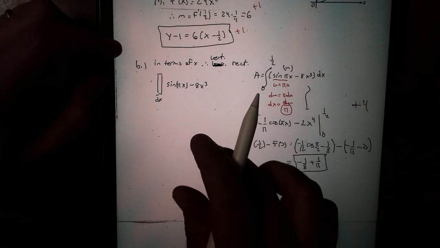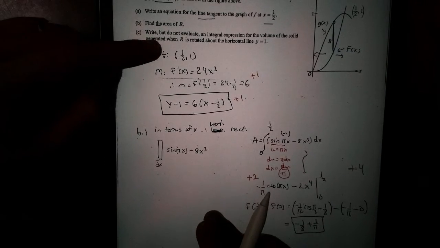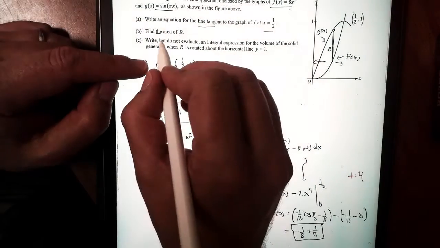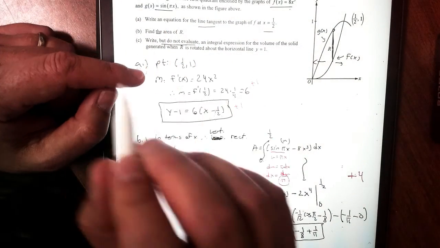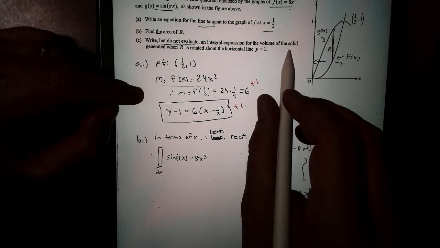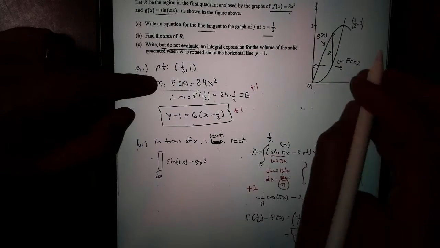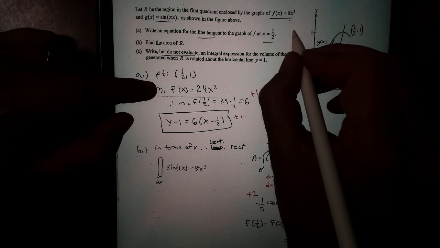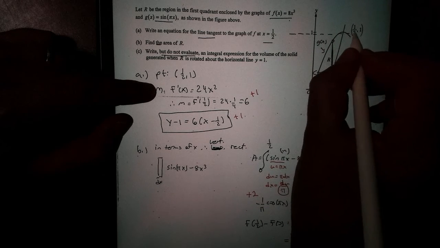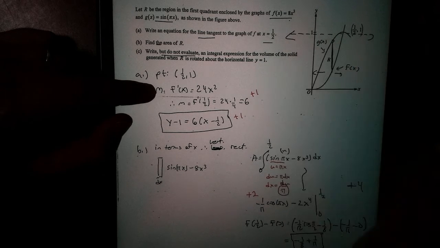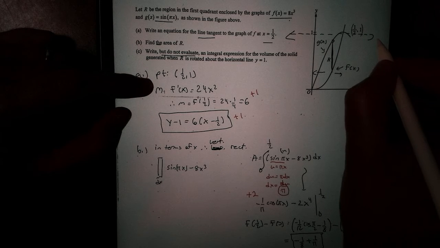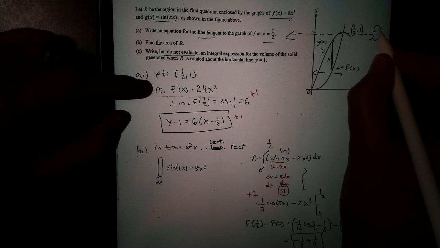All right, so let's take a look at part C now. Part C says write, but do not evaluate, my favorite phrase in math, an integral to find the volume of the solid when R is rotated about the line y equals 1. Ooh, so this is our volume of revolution problem right here. So there is my y equals 1.